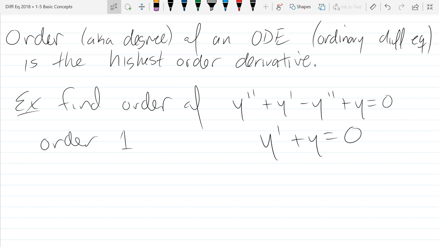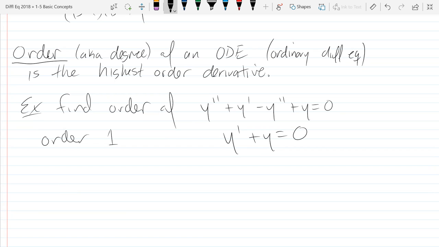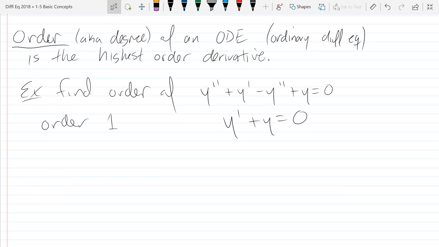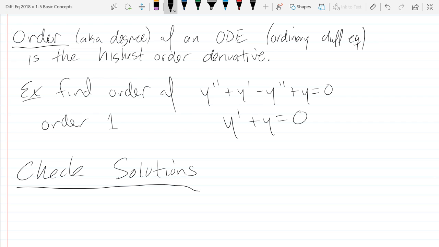Now what we're going to do is test. So that was a vocabulary word. What we're going to now do is determine, is a function a solution of a differential equation? We're going to skip the guessing part, and I'm going to write down some possibilities, and then you're going to decide solution or not solution. You're not going to do the guessing, you're just going to do the checking part.